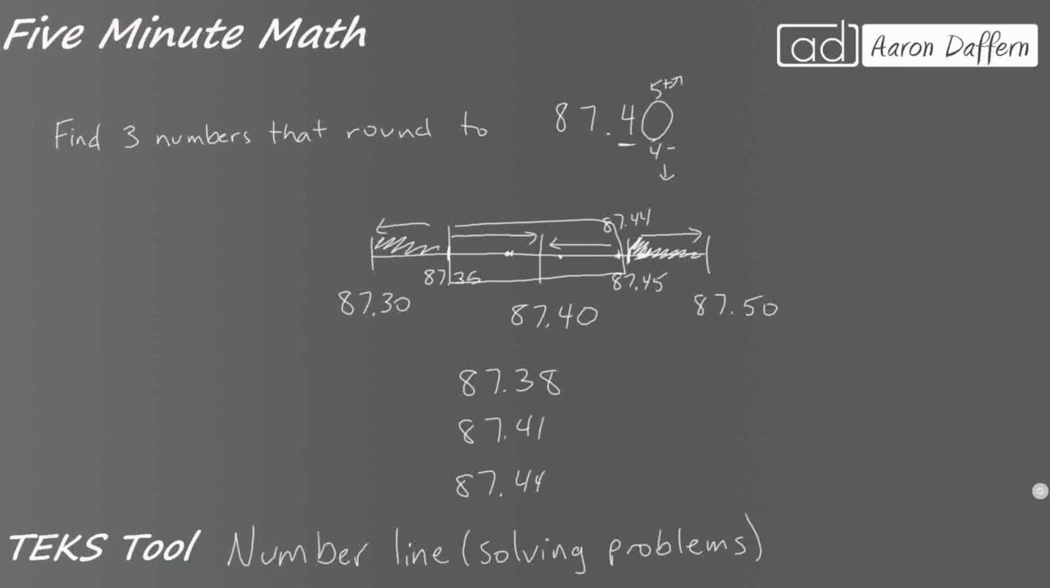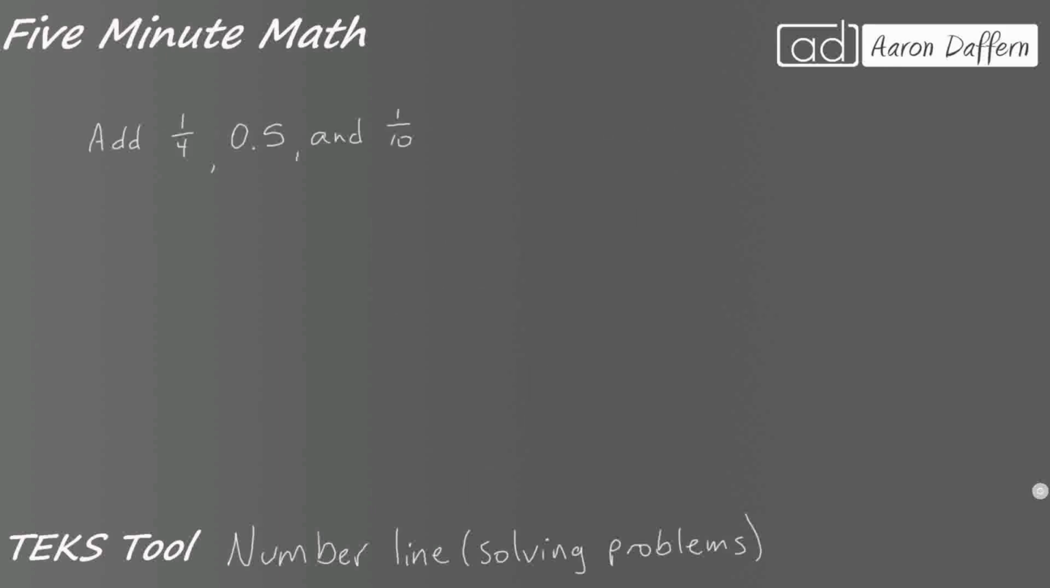We can also use a number line to add decimals and fractions. So let's say we wanted to add these three quantities, 1/4, 0.5, and 1/10. Well, I've got two fractions and a decimal, and even if they were all fractions, it wouldn't do any good unless they had the same denominator. So we can use a number line to help visualize what we're doing and kind of keep track.